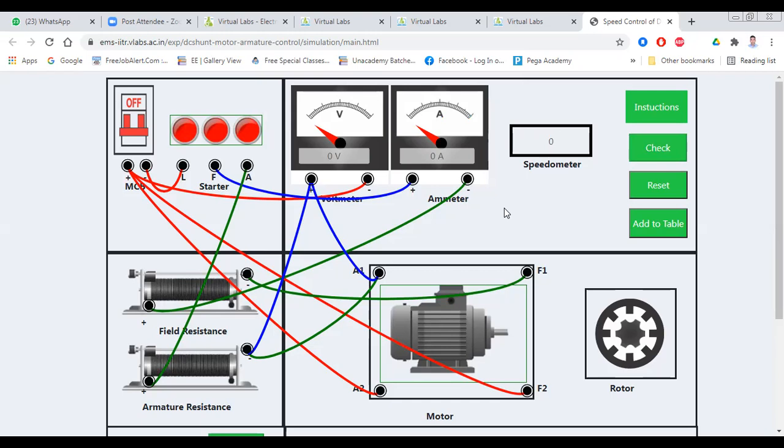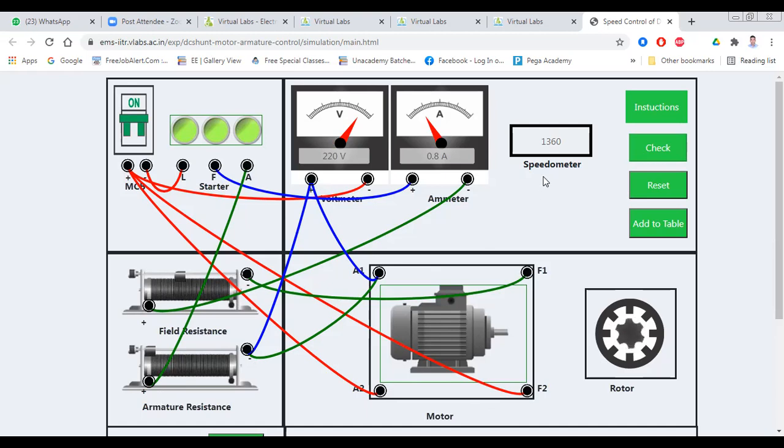Now what should we do? We just turn on the MCB. See the voltmeter and ammeter readings here. They are in the zero position. When we turn on the MCB, the indicator of the starter is going to blink, and at the bottom you can clearly see the rotor is running. That means the power supply is there, and after the power supply, what will we do?